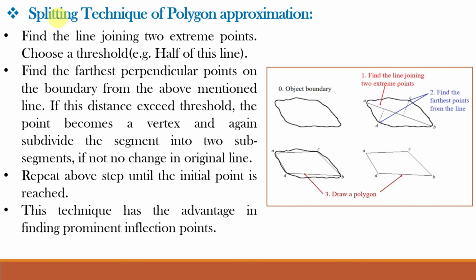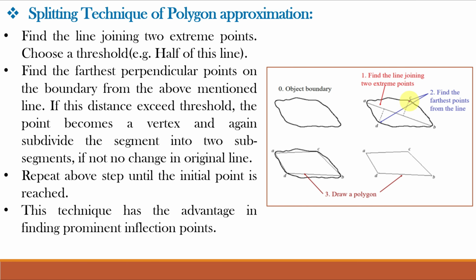One more technique is the splitting technique of polygonal approximation. Say this is our object boundary. We find the line joining the two extreme points. Here the two extreme points are A and B. After that, we find the farthest perpendicular points from this line, which are C and D here. Now we compare the distance of C and D to the threshold which we have chosen. Say the threshold which we have chosen is half of this complete AB line.